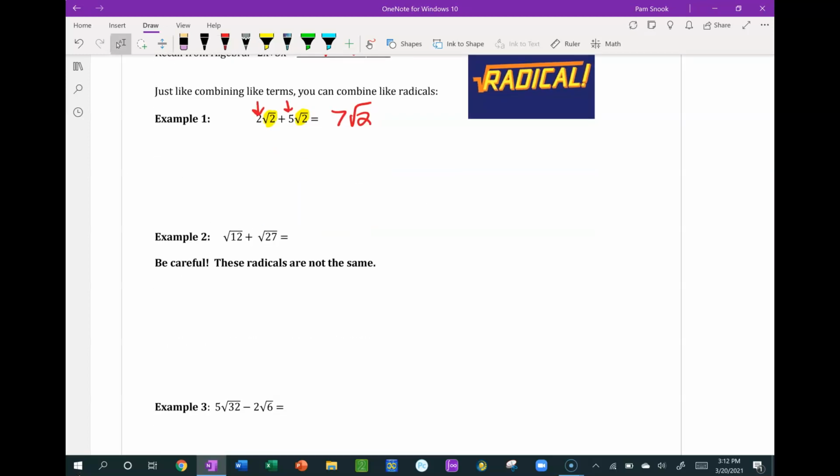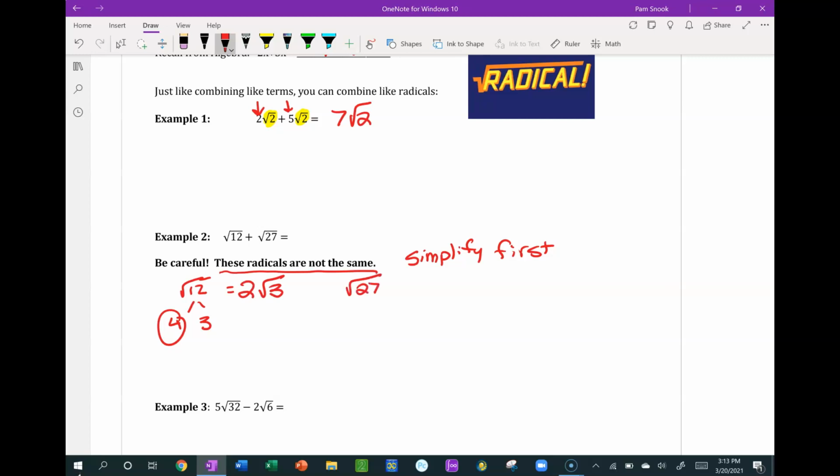Next one, careful on this one. We have the square root of 12 plus the square root of 27. These radicals are not the same. So what I'm going to do first is simplify these radicals and then look to see if I have like terms. When I simplify the square root of 12, that's a 4 times a 3. 4 is a perfect square, so I square root that. 3 is stuck under the radical. Do the same thing with 27.